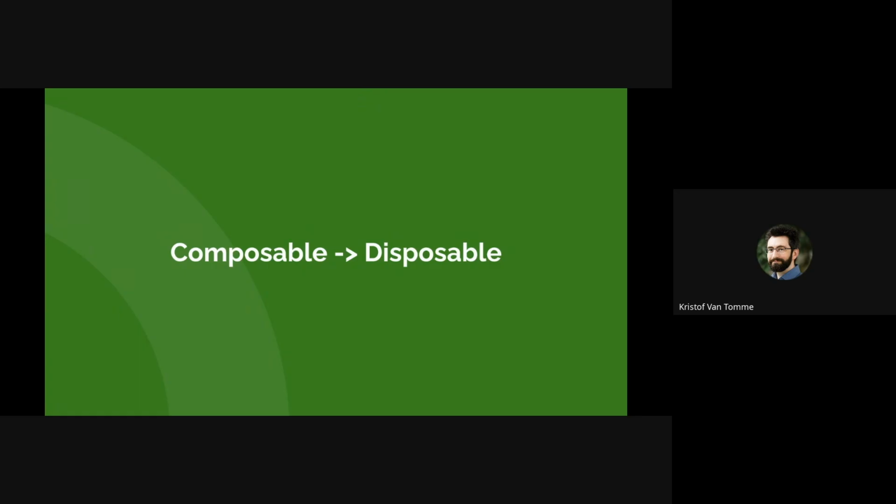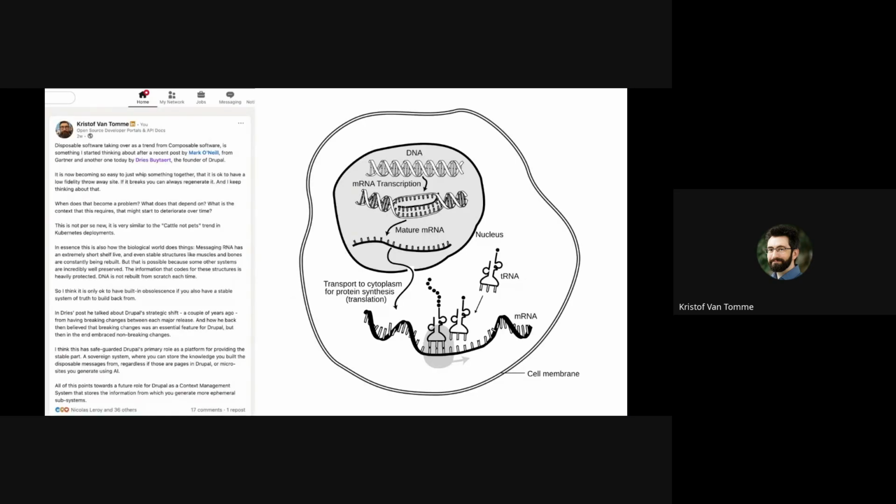Connected to that, there's a trend from software that used to focus on composability as the main design principle, to disposable software. There's an interesting trend that I've seen Gartner talk about. Mark O'Neill shared a post about one of these, somebody who had been writing about this. I answered it because I think that when you're creating disposable systems, you need something that is not disposable, and that is like a single source of truth.